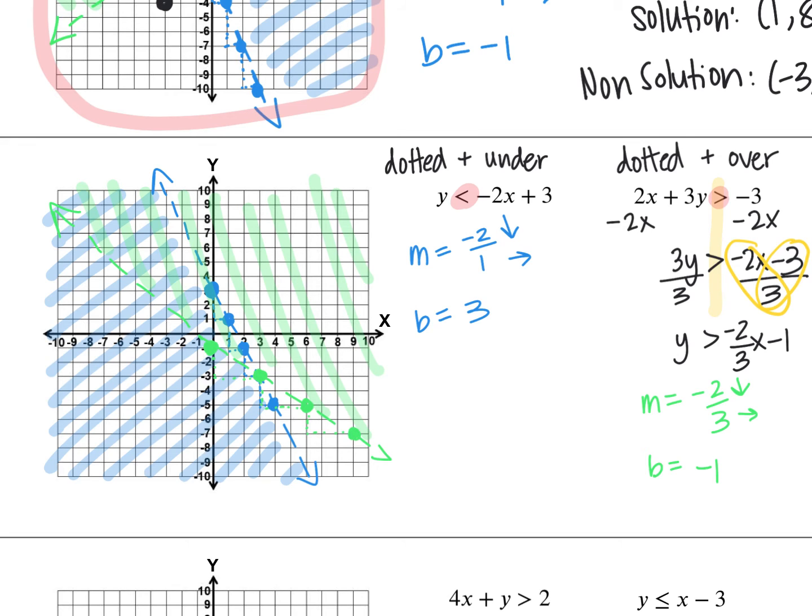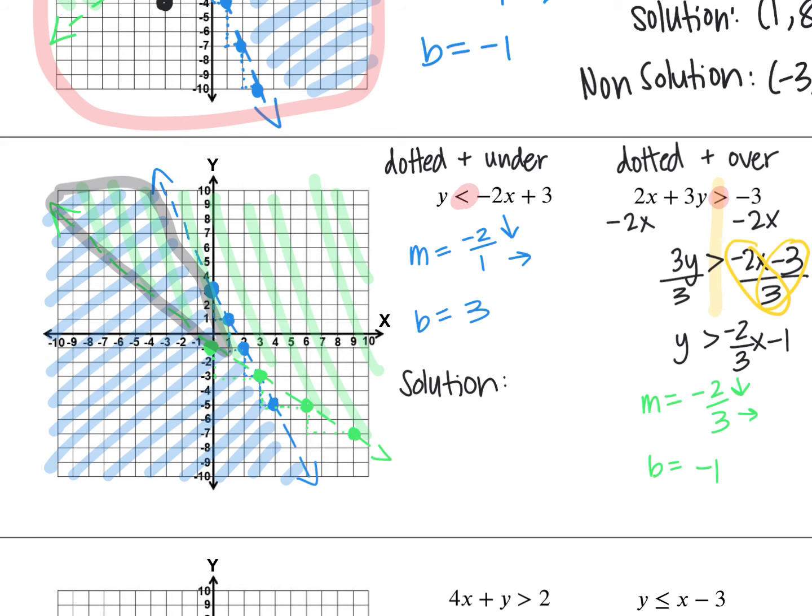All right, so it should look like that. And now we want to look at what a solution would look like with this system. Again, the solution to a system of inequalities is going to be in that cross section where we see the blue and the green shaded together. Okay, so that would be right in this area here.